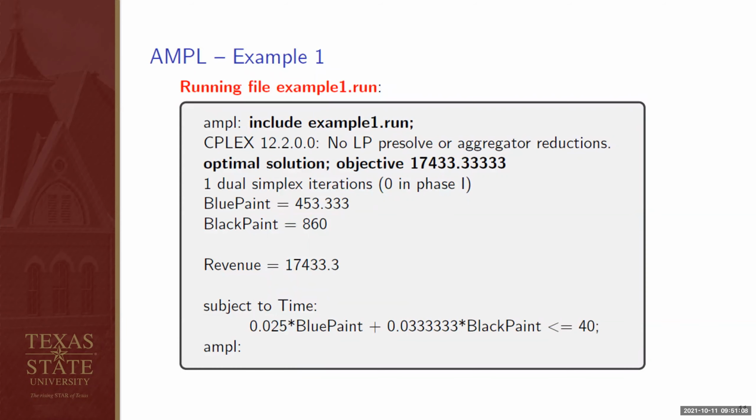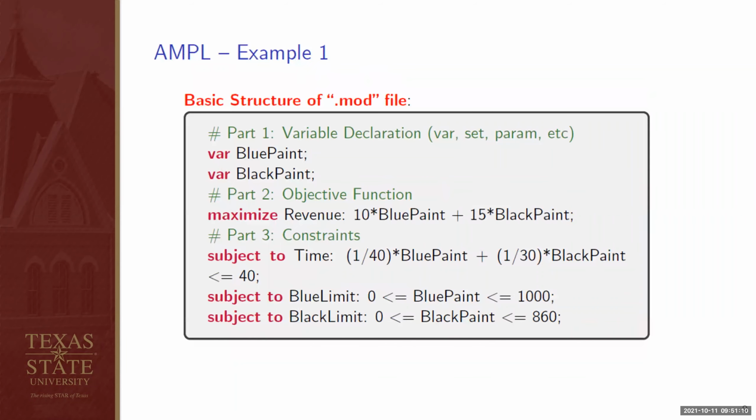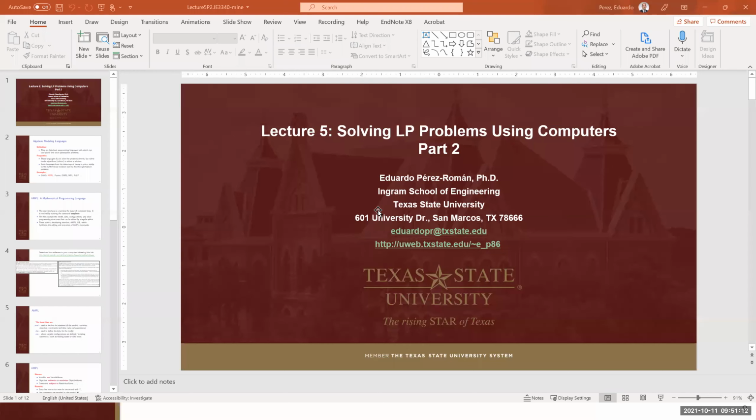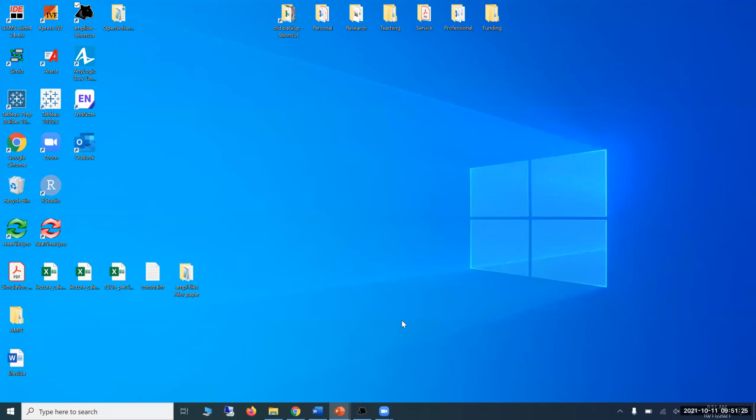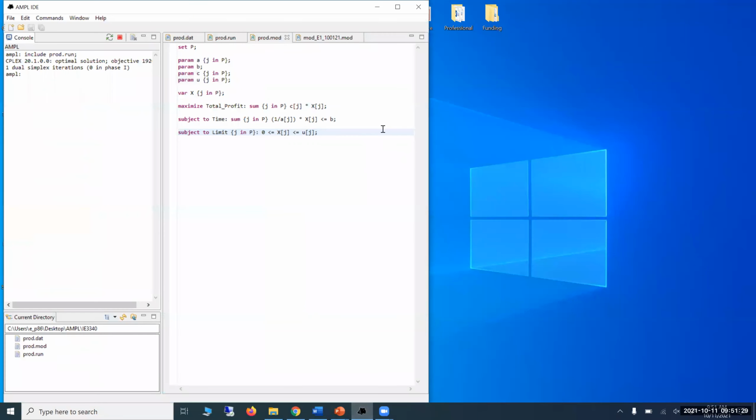So let's try to code this in AMPL. How many of you have access? You have it in your computer, you have it in your computer. So I'm going to show you the interface.